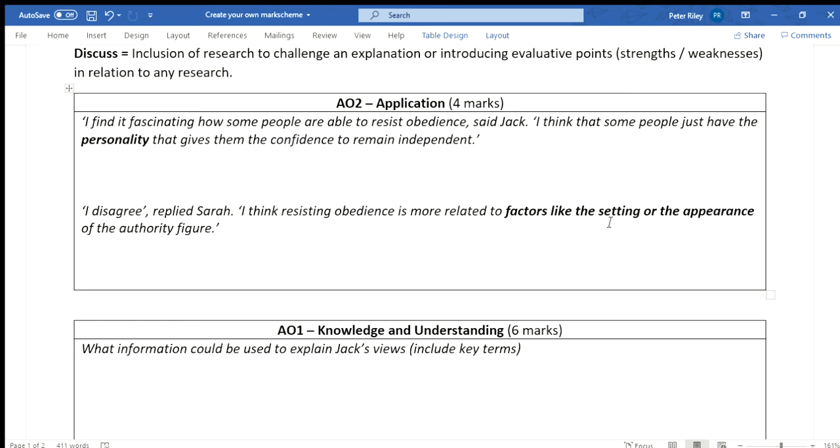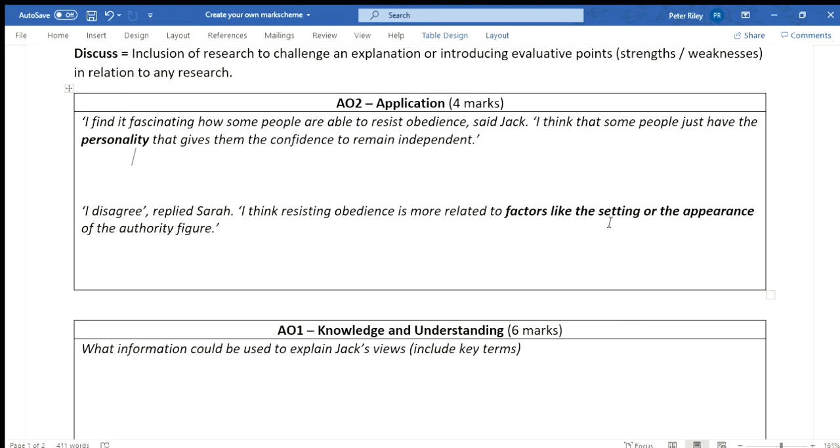Other factors like the setting could refer to internally within the procedure, having peer support who also disobey, removal of the buffers, the appearance of the authority figure himself, so removal of the white lab coat and wearing a uniform like a milkman's outfit or a guard's outfit, a security guard's outfit like in Bickman's research.